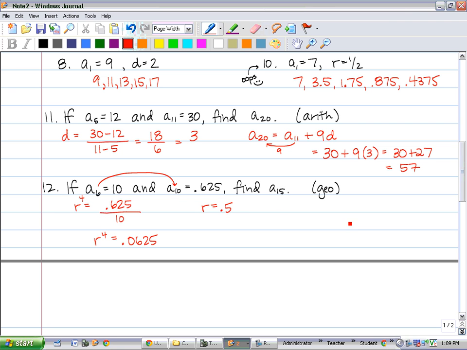Okay, so now to find the 15th term, I'm going to do it just like I did in number 11. I want to find the 15th term. I know the 10th. So I should be able to take the 10th term, multiply by R so many times to get to the 15th. Now how many times do I need R? 10 and 15 are 5 apart, so I should need 5 R's in there. Okay, so A10, which is 0.625, times R, which was 0.5, to the 5th power.